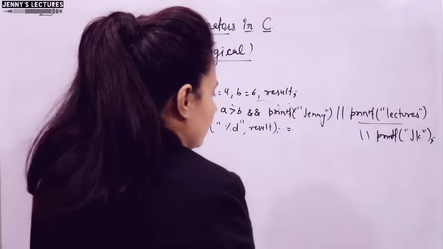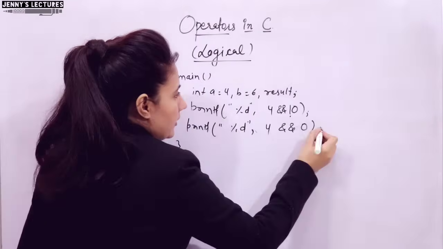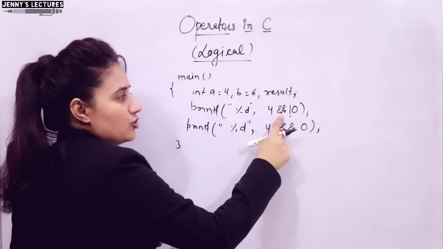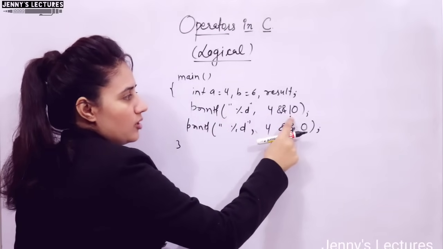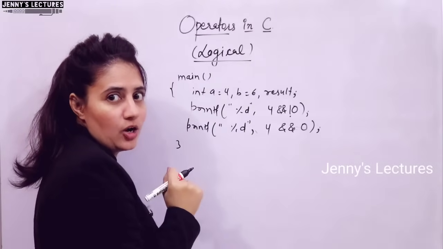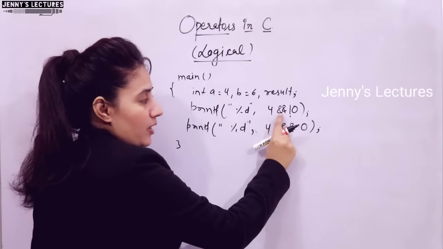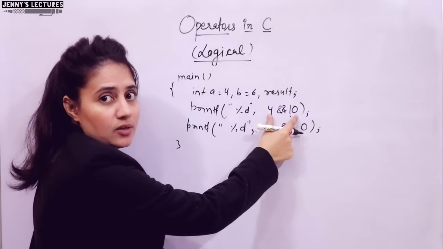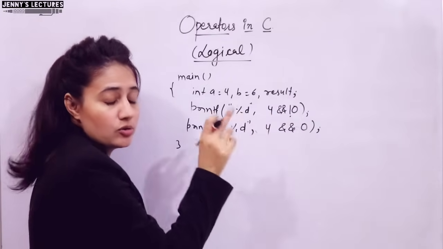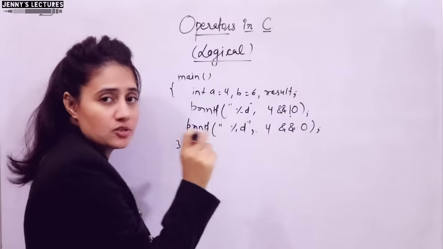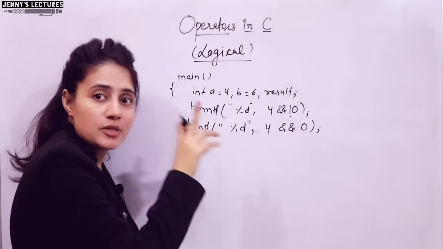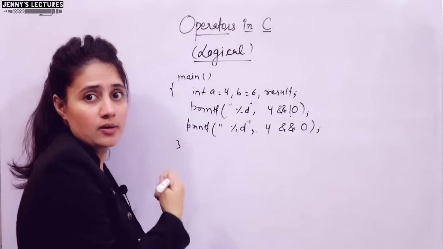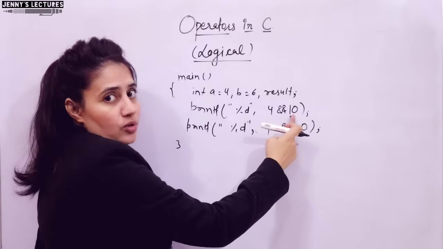Now the next example. If I want to print this one, 4 logical AND negation, logical NOT 0, then what should be the output? Here we have two logical operators in one expression. So check the associativity and the precedence of these operators. First of all, check the priority: the precedence of logical NOT is higher than the logical AND operator. So first this would be executed.